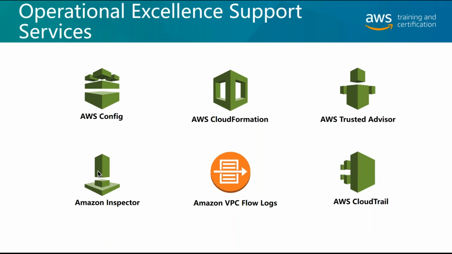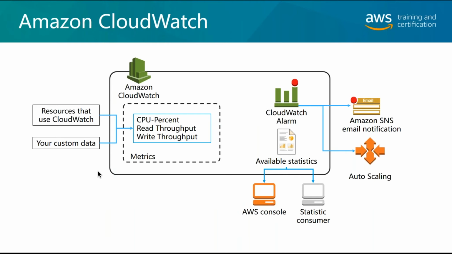When you set up a VPC, you can enable VPC flow logs, and flow logs allow you to trace the flow of a packet as it goes in and out of your VPC. It's not there to inspect the content or do any packet filtering, but it shows you the flow, the source, the destination for your packets, and whether it was accepted or rejected. So that's VPC flow logs. They can be enabled at the VPC level, at the subnet, or at the ENI level. Those are all part of the operational excellence support services.